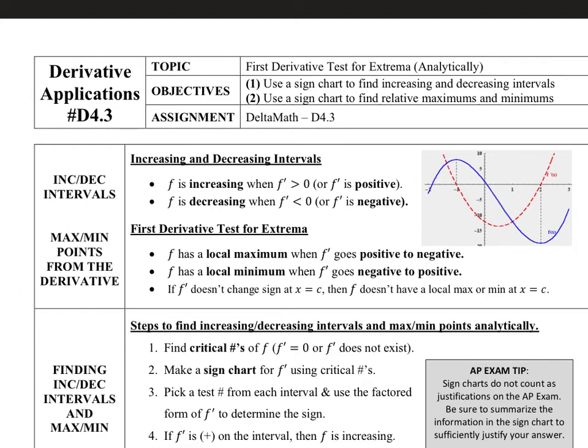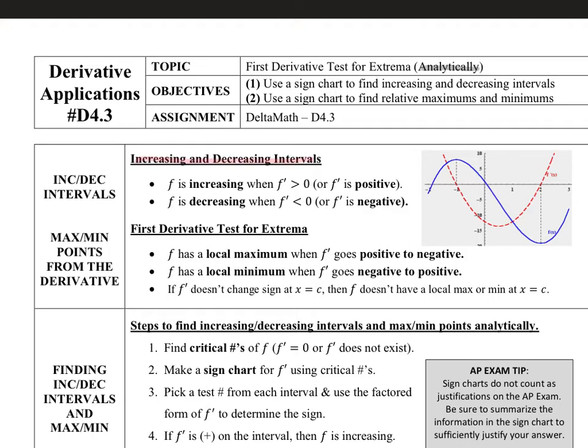In this section, we're going to talk about the first derivative test for extrema, and what that does is it gives us an analytical way of finding maxes and mins and increasing and decreasing intervals of a function without looking at the graph. So it's going to roll back to some previous ideas that we've had, and we will use them in new and exciting ways.